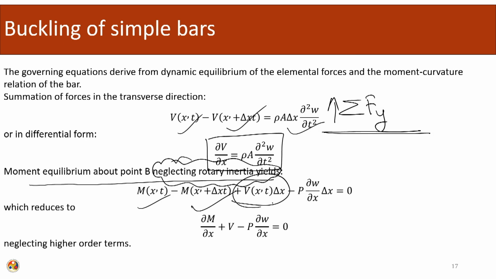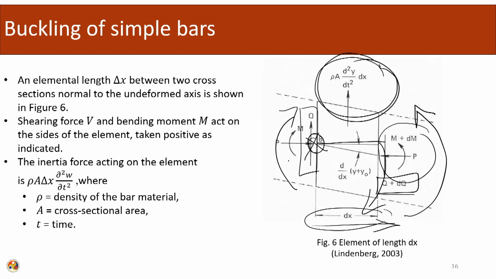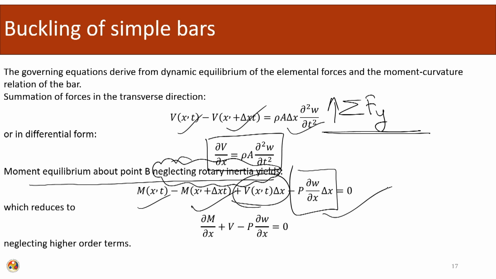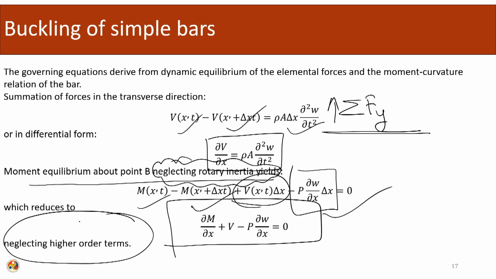The shear component is written down out here, and the component due to the axial force, and this component due to the axial force. This is causing a moment about this distance. We wrote down all the components and we reduced this equation. Here we neglected the higher order terms.